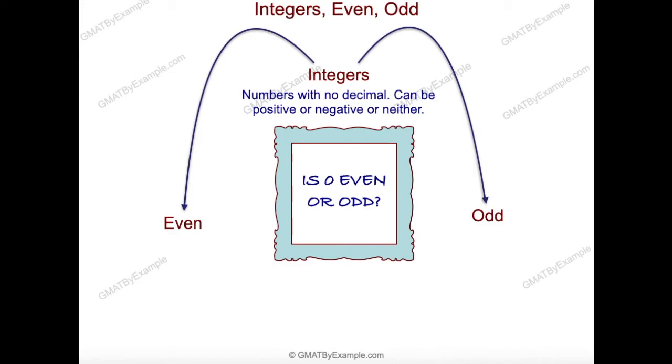When you divide 0 by 2, you get a 0. So 0 is an even integer. By definition, it is divisible by 2, hence 0 is classified as an even integer.